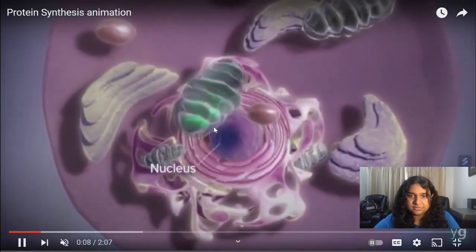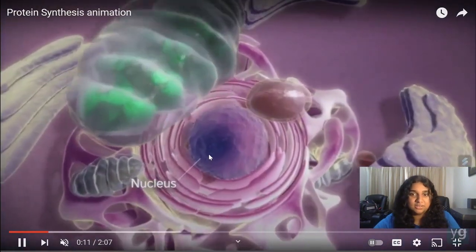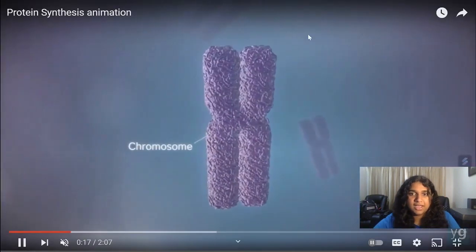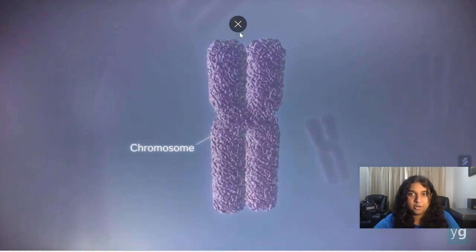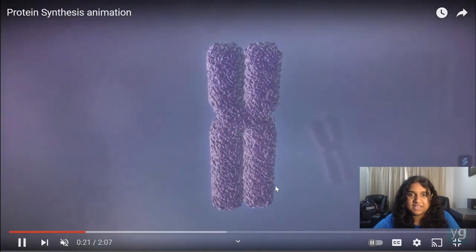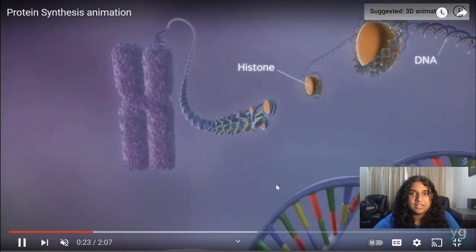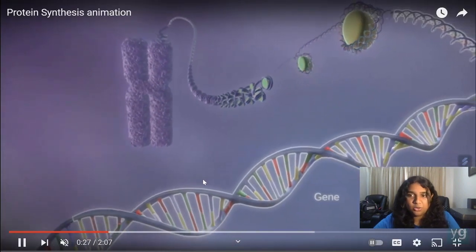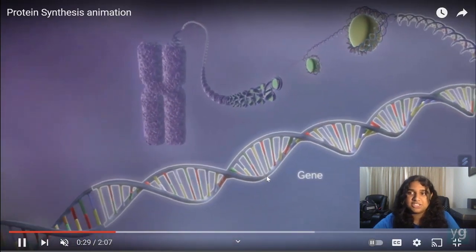Within the cell, we enter the nucleus. And so in our nucleus, we enter our chromosome. So this is all of our condensed DNA, wrapped around histone proteins, and at its core, we've got a double helix which codes for a gene.